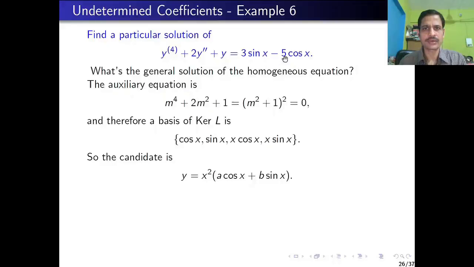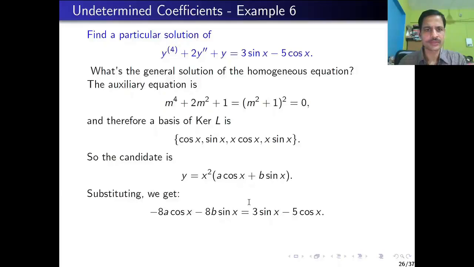and they correspond to the root iota of the auxiliary equation, and iota already appears as a root of the auxiliary equation with multiplicity 2. So it should be x raised to mu iota, which is x raised to 2, because mu iota is 2, and then bracket, and we have from this sin x and cos x in R(x), we know that here we should multiply x square by a cos x plus b sin x.